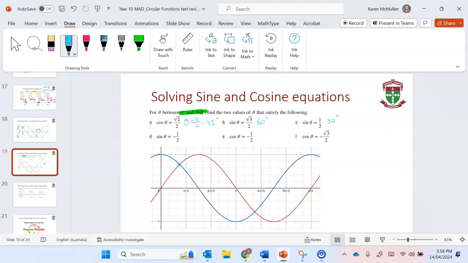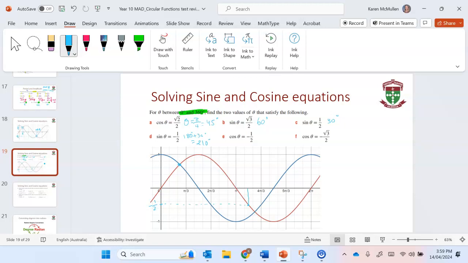Negative a half, so this time, if we think of the graph, we're going to be down here. So there's negative a half, and we're going to be doing the red. So you can see it's here. All right, and because it's a half, it's going to be 30 degrees. So it's 180 plus 30 degrees. So 210.